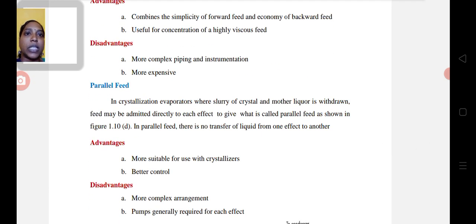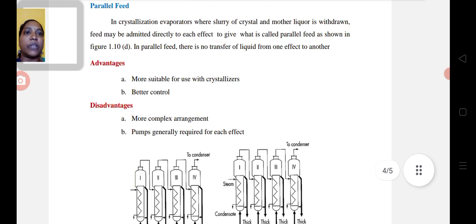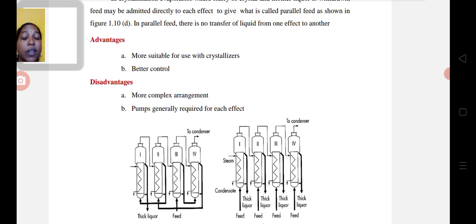Then the disadvantages of this mixed feed is it is the most complex arrangement because of the combination of the forward feed and the backward feed. Then the pumps are also generally required for each effect.